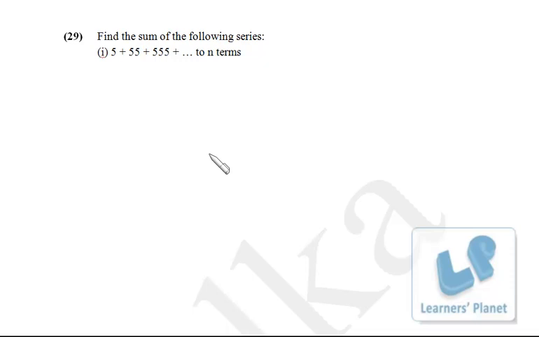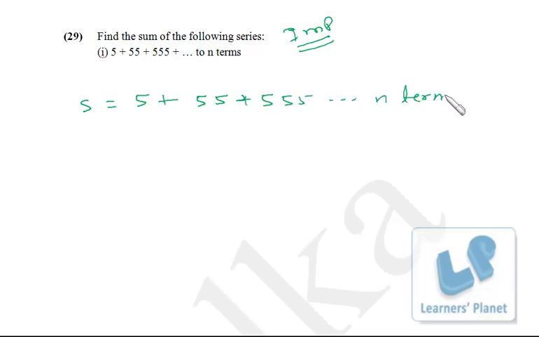Now this is going to be something important, very frequently asked in exams. We have to find the sum 5 plus 55 plus 555 till n terms. Okay, so what is the first step? Take 5 as common, the number as common. So you'll be left with 1 plus 11 plus 111 till n terms.